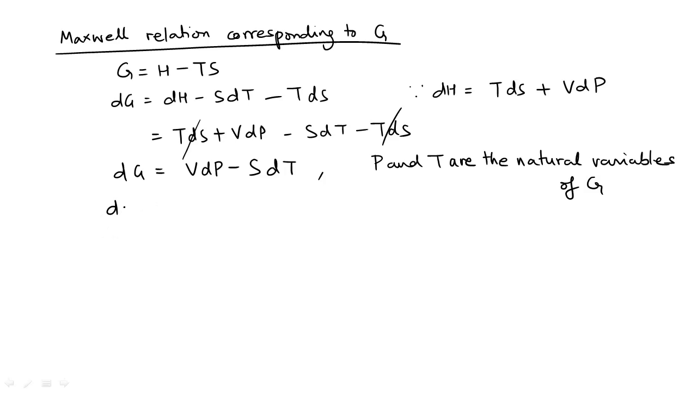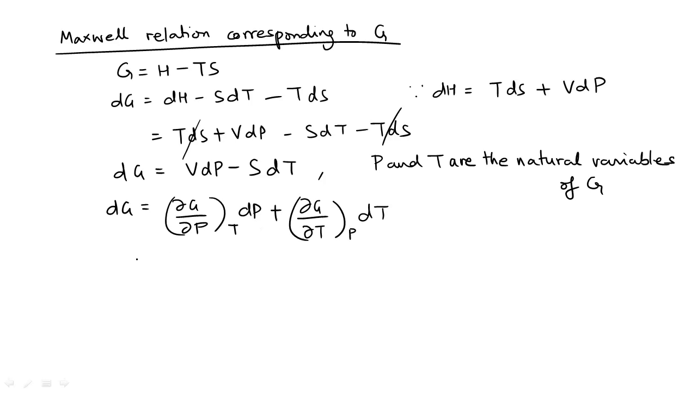Writing the total derivative formally, dG is equal to (∂G/∂P) at constant T dP plus (∂G/∂T) at constant P dT, and this implies that (∂G/∂P) at constant T is V and (∂G/∂T) at constant P is minus of S.